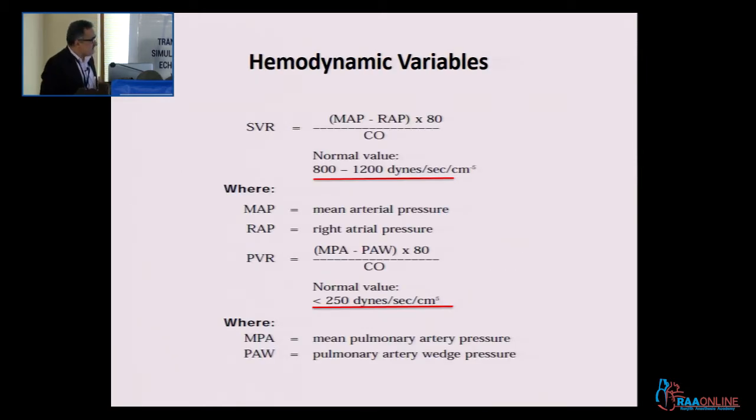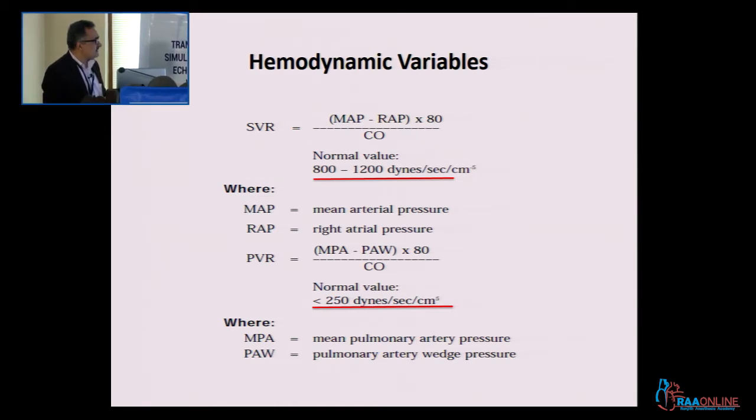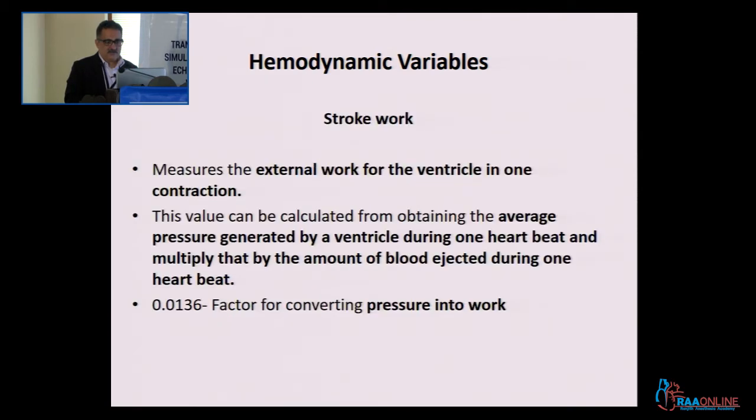Like vascular resistance we can obtain: if we know the mean arterial pressure and right atrial pressure, multiplied by a factor of 80, we divide it by cardiac output and we have the systemic vascular resistance, normal values 800 to 1200 dynes per centimeter. Then the pulmonary vascular resistance we can obtain by mean pulmonary artery pressure minus the pulmonary artery wedge pressure, multiplied by 80, divided by cardiac output. So we can have the afterload values with the pulmonary artery catheter.